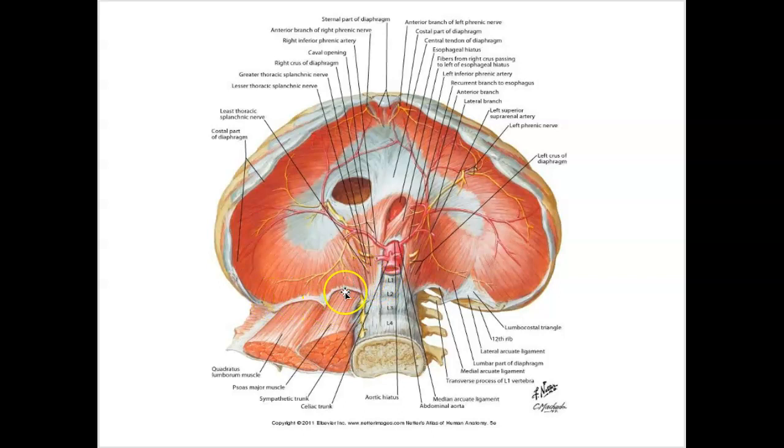Thus, the diaphragm has a firm attachment all the way around. The medial arcuate ligament would be covering the psoas major. The lateral arcuate ligament would be covering the quadratus lumborum. You can see here medial towards midline.